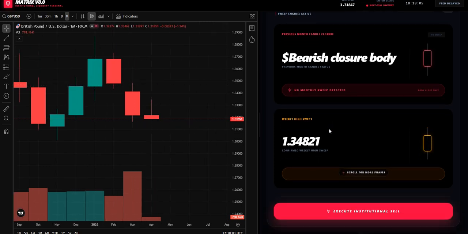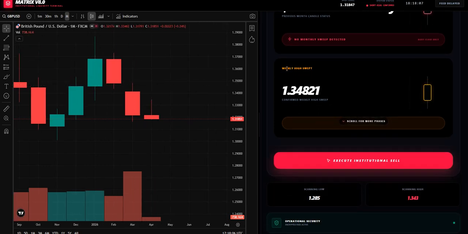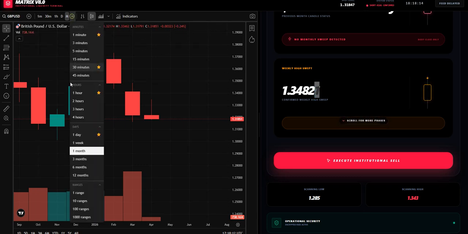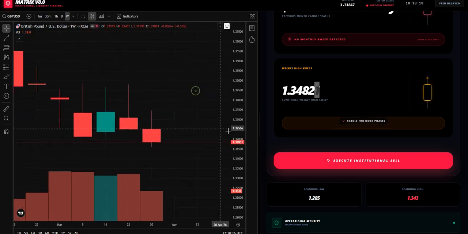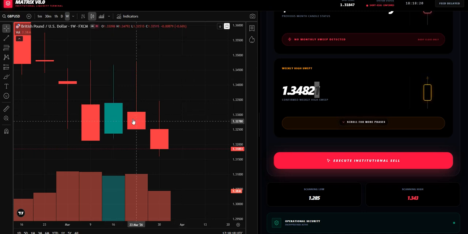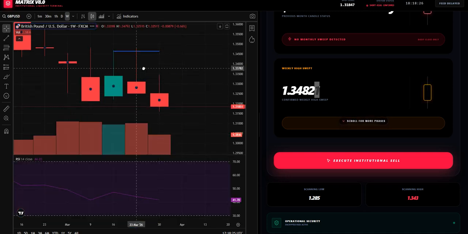Now, what we have is a liquidity sweep on the weekly time frame. It tells us that this is the point where it swept this. Now let's take a look at the weekly time frame. Is this true? Okay, so this is the low of the previous week. This is the previous week, and we can see that this week has swept out this week. So this is indeed true.